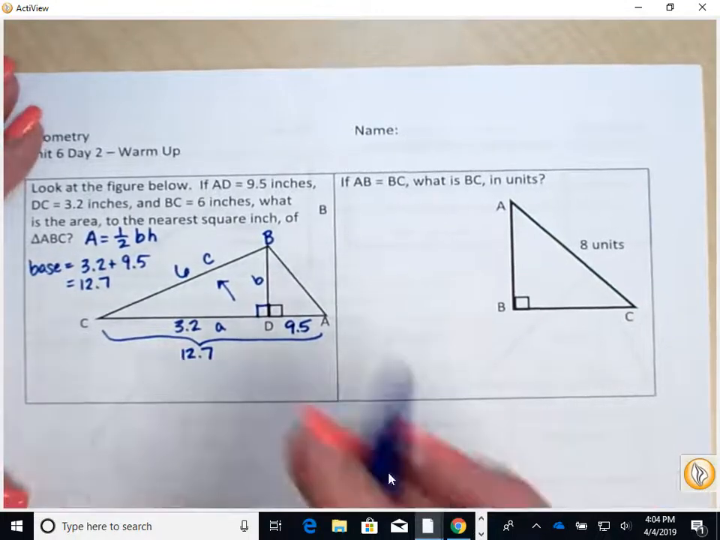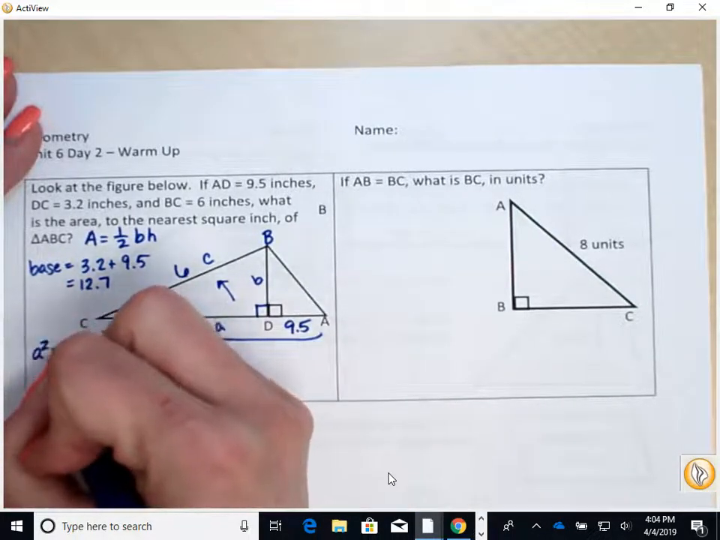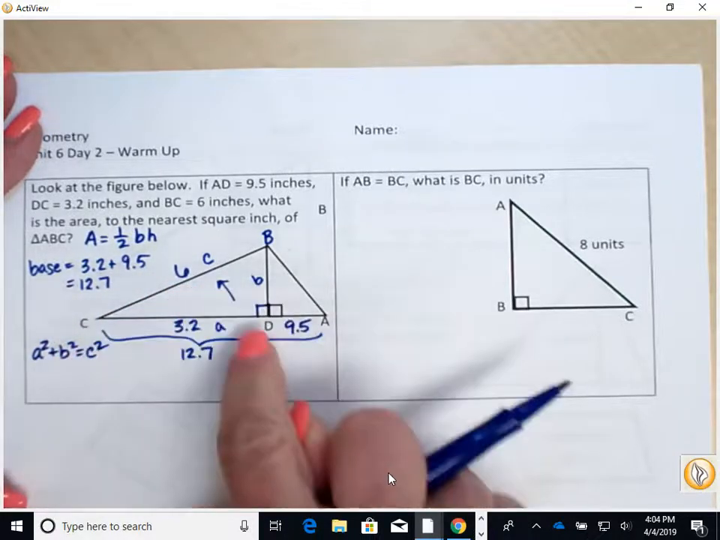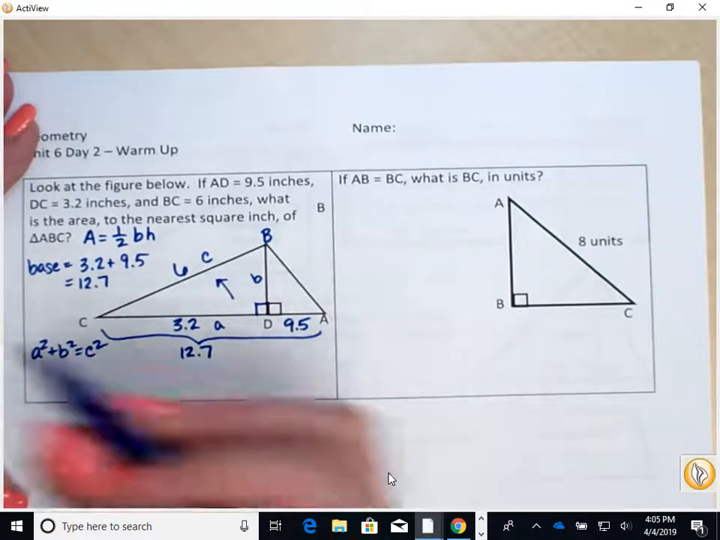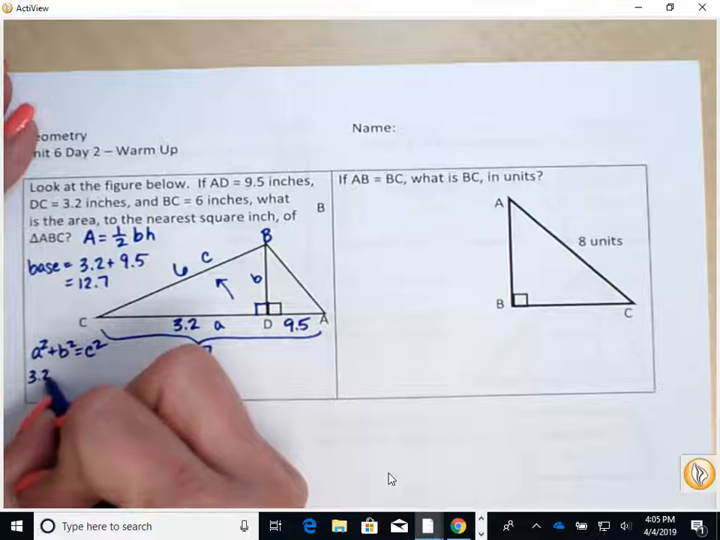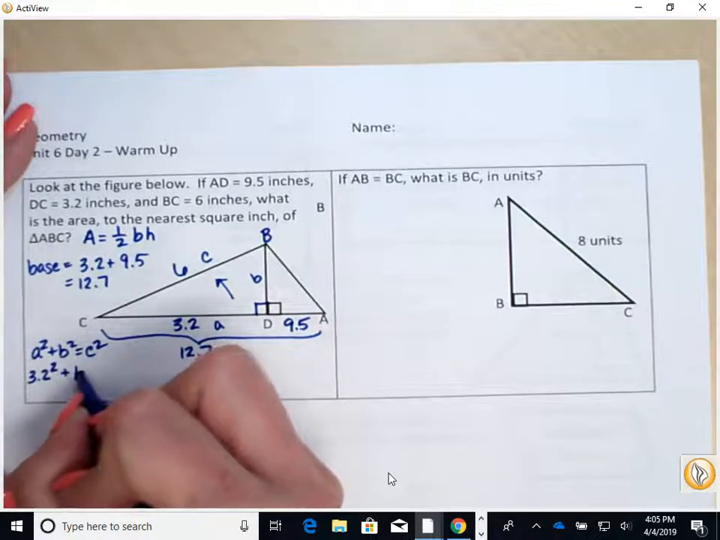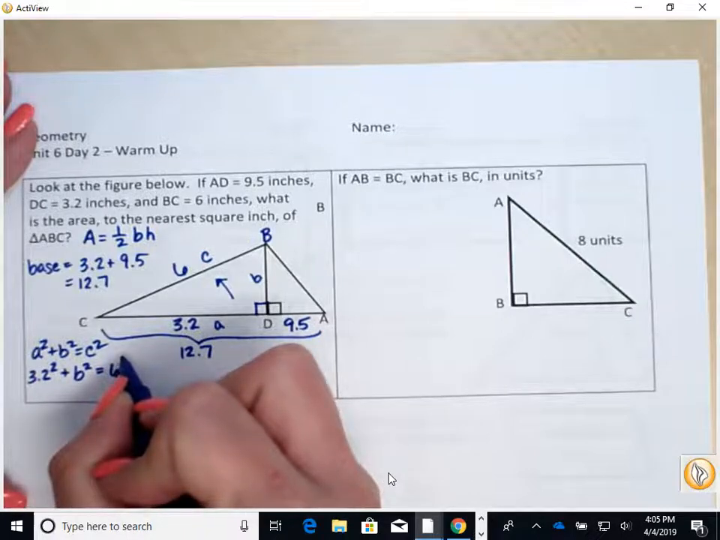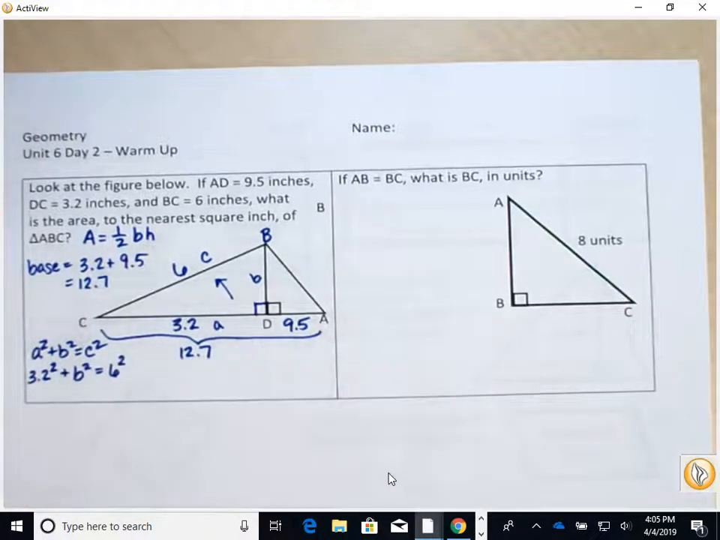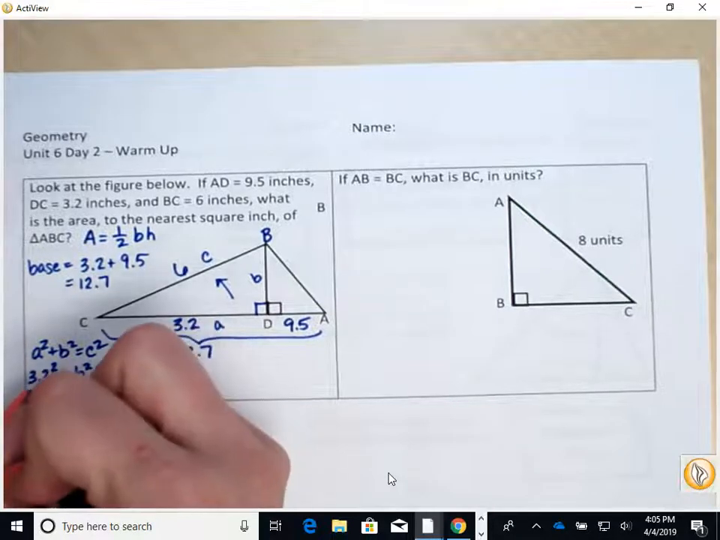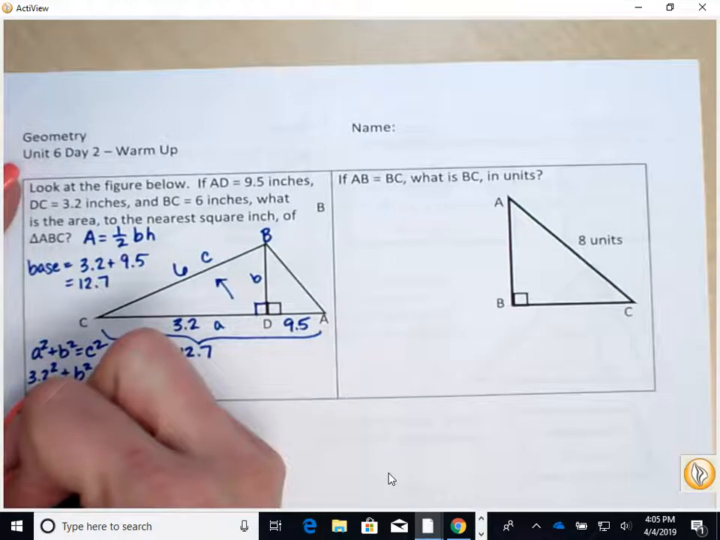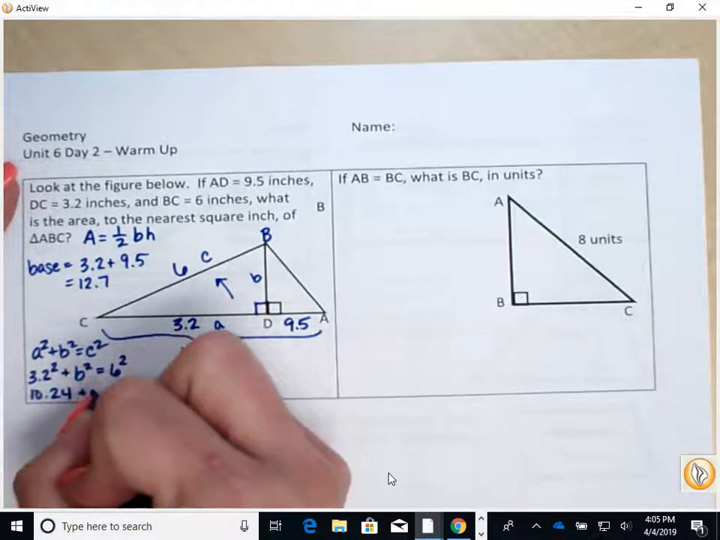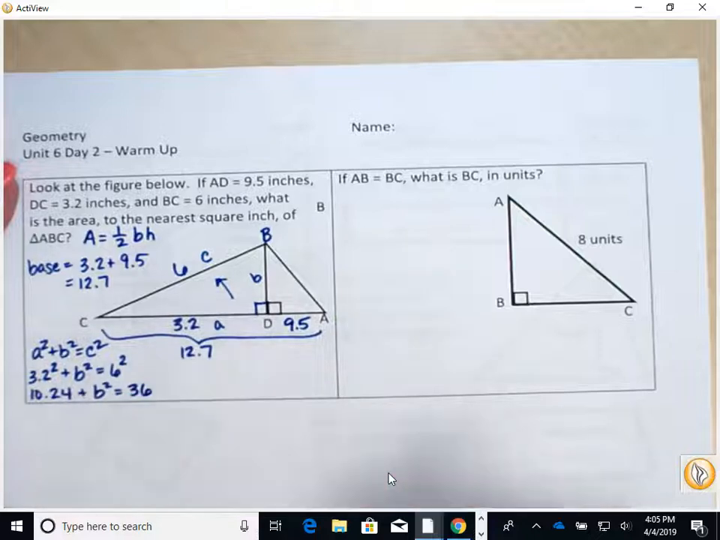All right, so use the Pythagorean theorem, which is A squared plus B squared equals C squared. And remember, your C side is always your hypotenuse side, the side across from the 90-degree angle. Plug in your numbers, and we've got 3.2 for our A, square that, plus B squared, because we don't know what that is yet, is equal to 6 squared, because 6 is our C side. 3.2 times 3.2 gives me 10.24, plus our B squared equals 36, because 6 squared gives me 36.